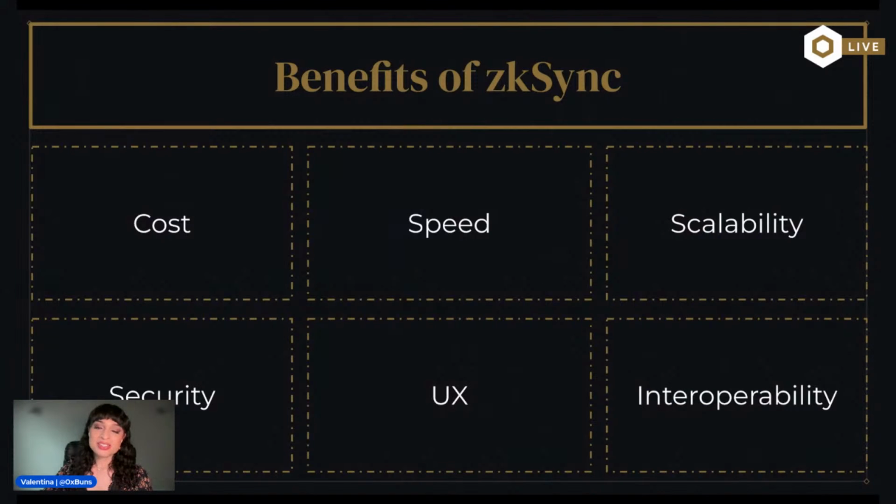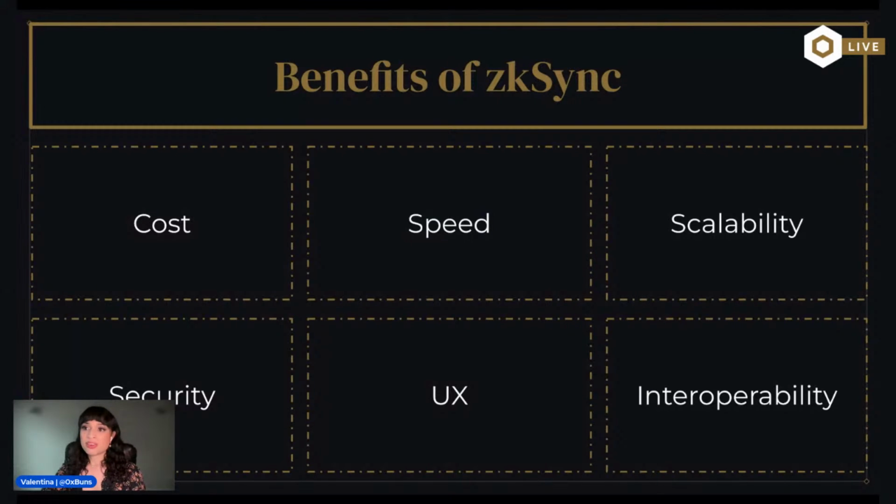Now let's look into the benefits of zkSync. So we have 6 right here on our screen. We have cost, speed, scalability, security, UX, and also interoperability. So looking into cost, it's very cost efficient. zkSync allows for transactions at a fraction of the cost of L1 blockchains. And according to my notes, it's also the cheapest of all of the L2s, or rather not the cheapest, but the lowest fees of all the L2s.